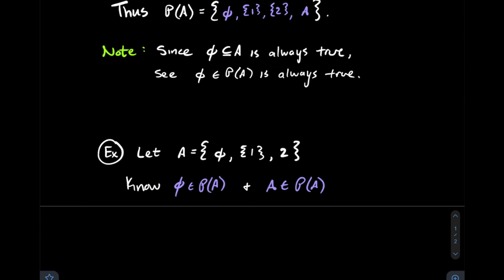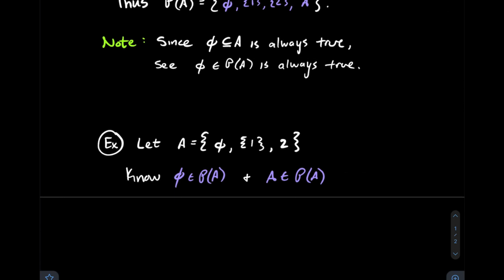Well, let's start with the freebies. I know that the empty set is in the power set, and I know that A itself is in the power set. But do not be confused. This empty set right here is not at all referring to that one right there. My goodness. So what's going on here?